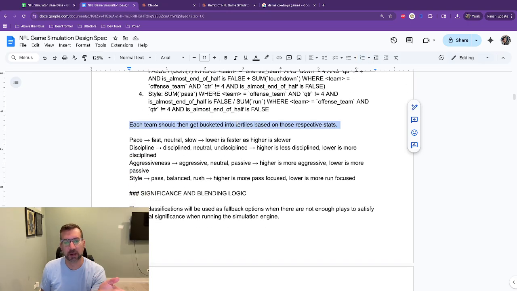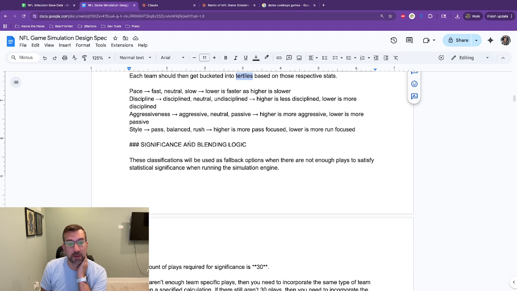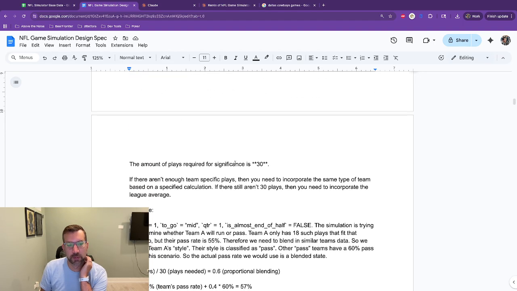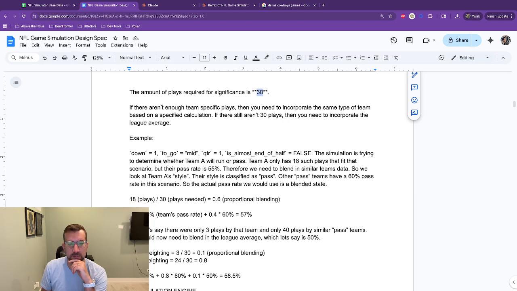And then I'm telling you we want to bucket it into tertiles. So that's again tier 1, tier 2, tier 3. So top 33rd, middle 33rd, bottom 33rd in each of these. And then we're basically telling it how to use them. So what's the significance? We're saying that we want 30 plays in any given bucket or scenario for it to be considered significant. Give it an example.